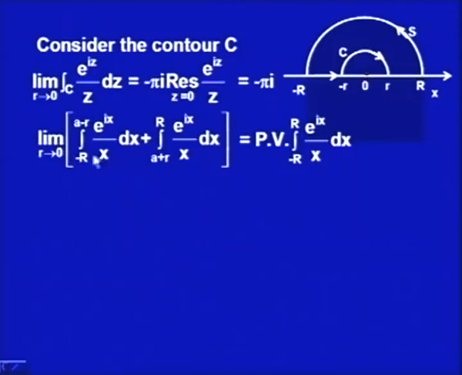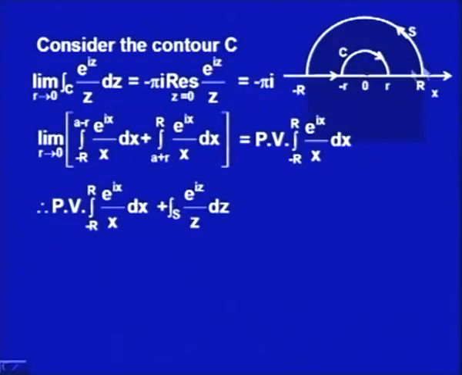On the left hand side we had three terms. The two terms on the real line give the principal value of the integral from minus R to plus R of e^{ix}/x, and the third term, when r approaches 0, the integral along the smaller semicircle C is minus pi i. That says the principal value from minus R to plus R of e^{ix} dx plus the integral along the bigger semicircle S of e^{iz}/z dz is equal to pi i, taking the minus pi i to the right hand side.